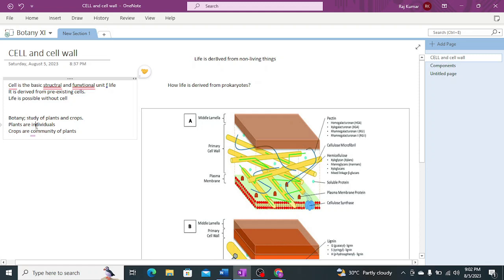Here, plants refers to individual plants, whereas crops refers to a community of plants, which means each crop is one community of a particular kind of plant, such as the wheat crop or rice crop, which belong to a community of wheat plants or rice plants. After which we have two questions: life is derived from non-living things. So yes, life is derived from non-living things. How, we are going to discuss here.